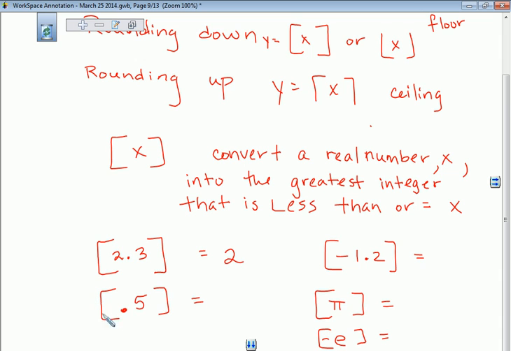Okay? The greatest integer that is less than 0.5. 0. The greatest integer that is less than negative 1.2. Negative 2. The greatest integer that is less than pi. 3. The greatest integer that is less than negative e. Negative 3.